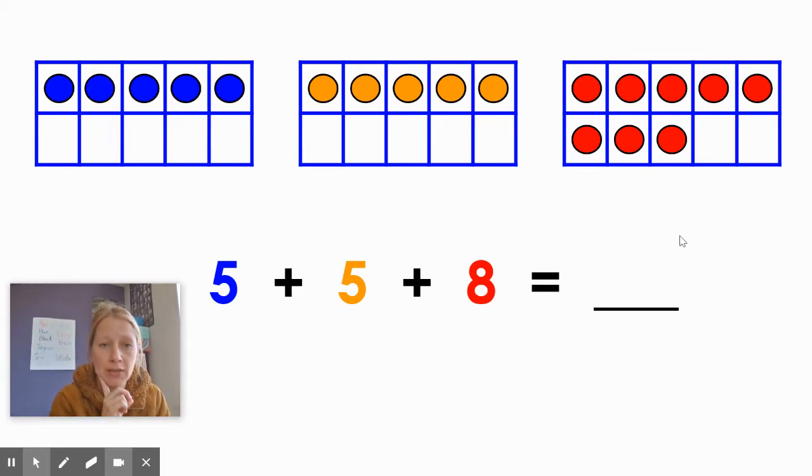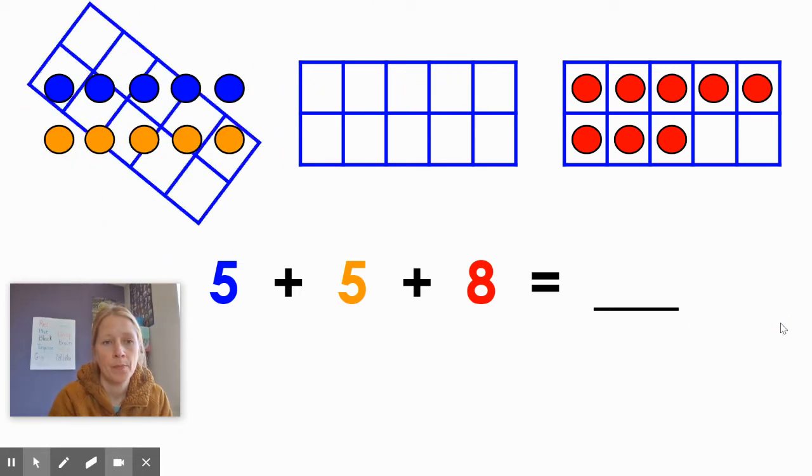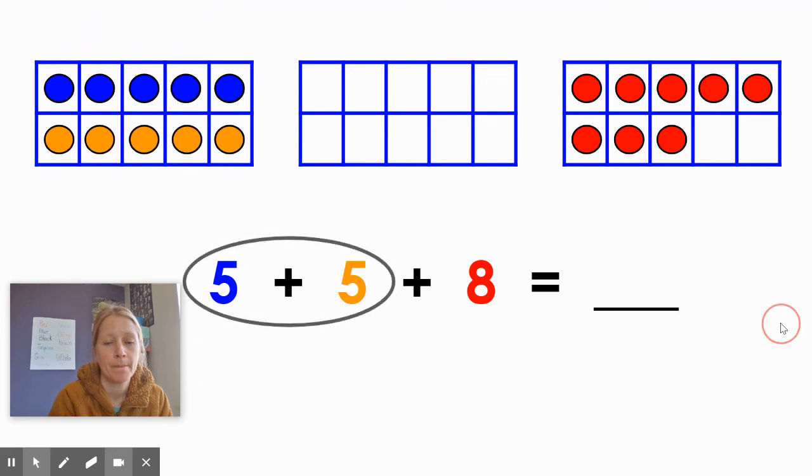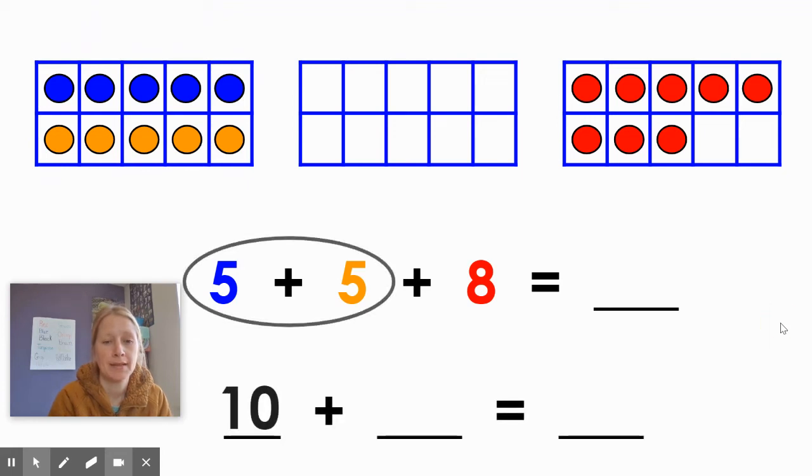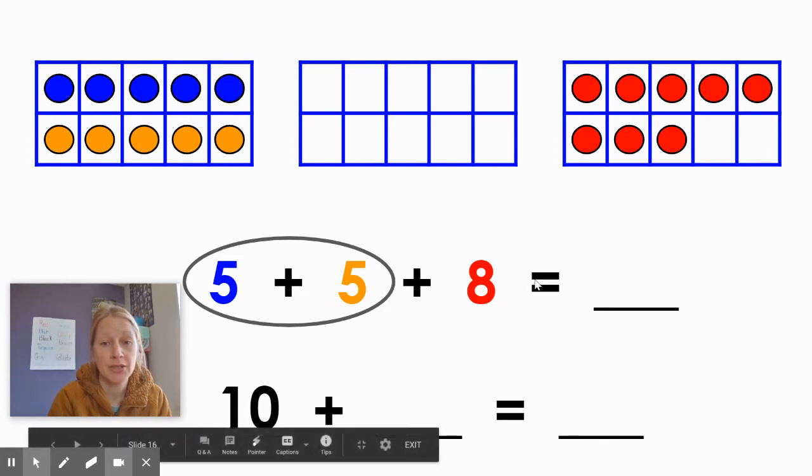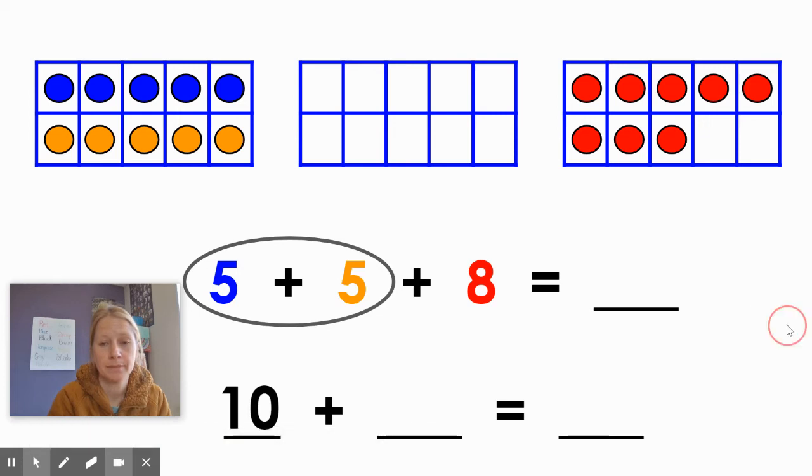The second thing I need to do is go ahead and look and see what two numbers can I put together to make 10. Do I have two numbers that I can put together to make 10? And yes, I do. I know from using my doubles facts that 5 plus 5 is 10. So I've already added my first two numbers, right? Now I just need to add 10 plus 8. Well, that's an easier problem for me to solve.